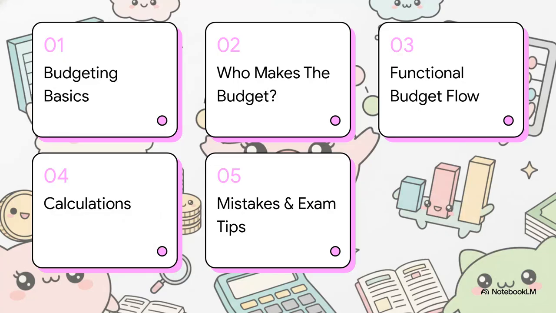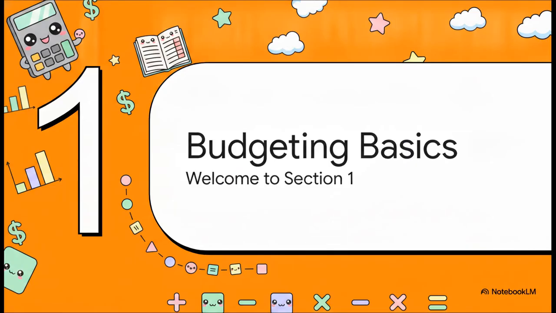Okay, so here's our game plan for today's session. We'll start with the absolute basics, figure out who actually makes these budgets, and then we'll walk through the functional budget flow. After that, we're diving into the real step-by-step calculations, and I'll wrap it up with some crucial exam tips so you can dodge those common mistakes. All right, let's jump right into the foundation and get those basic concepts locked down.